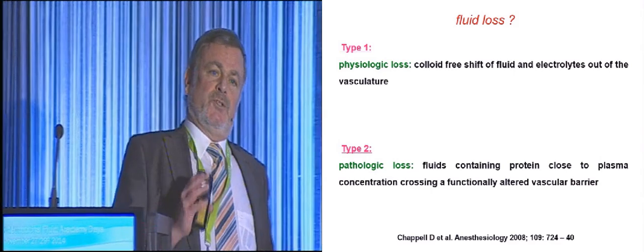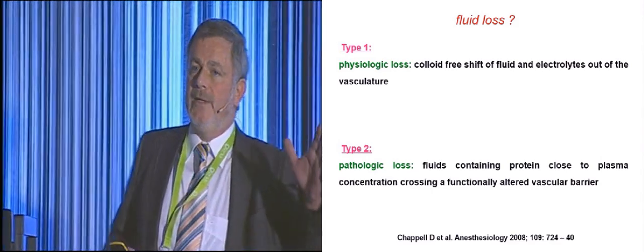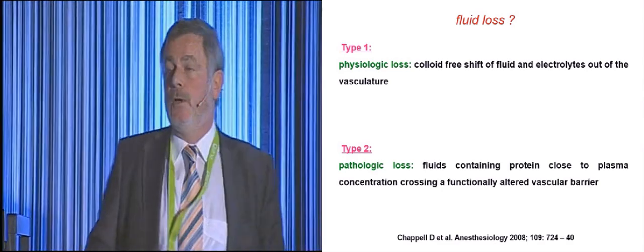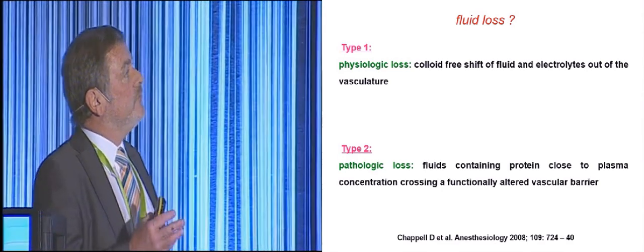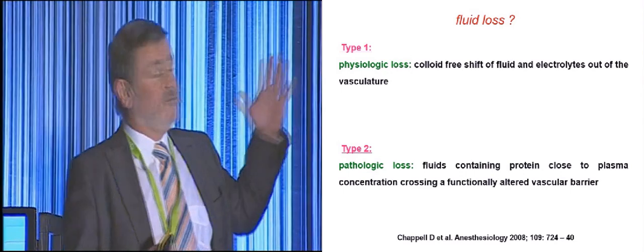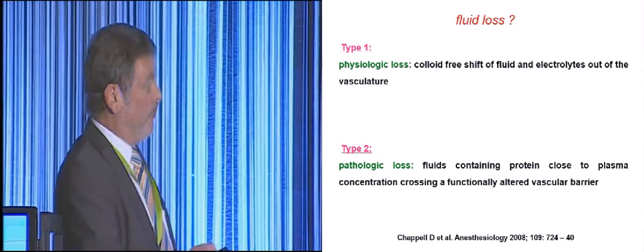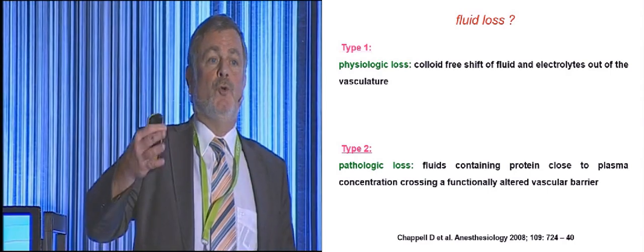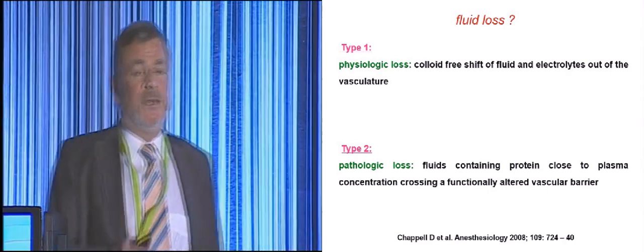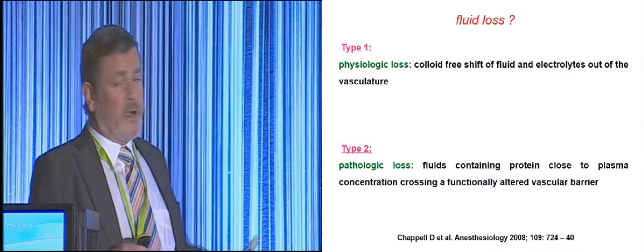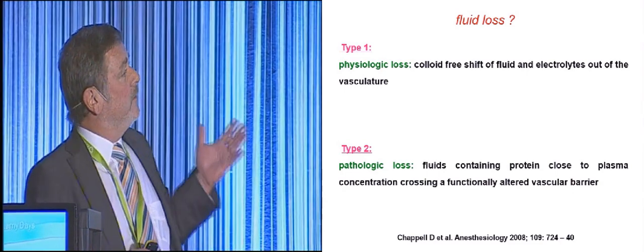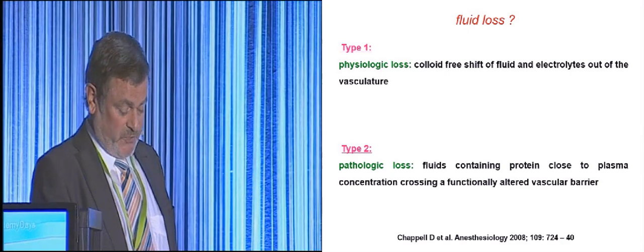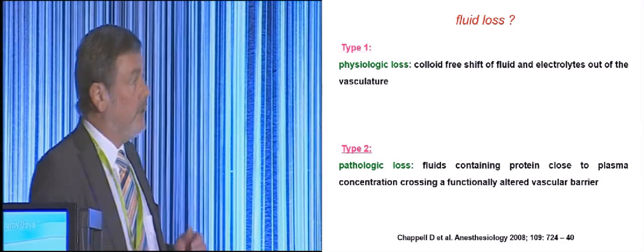Which types of fluid loss do we have? Basically, you can make a division between the so-called physiological fluid loss, which is colloid-free shift of fluid and electrolytes out of the vasculature. And we have the pathological fluid loss, which is related to a disturbance at the level of the endothelium, where you get colloid, fluids containing protein close to the plasma concentration going through the barrier.